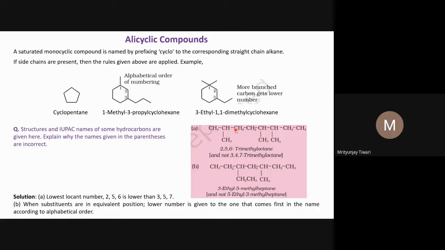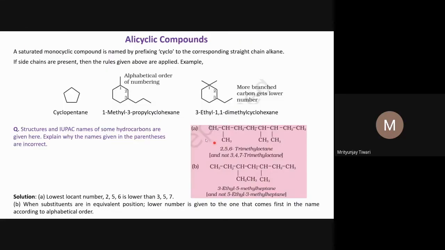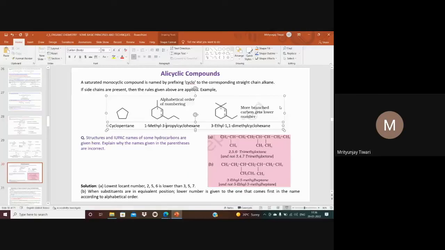So till now, we have understood how one can write the names of branched chain saturated hydrocarbons. And from the next class, we will see the nomenclature of organic compounds having functional groups. Following the same rules with some additional points, we can write even the names of organic compounds having functional groups, and those things we'll study in our next class.